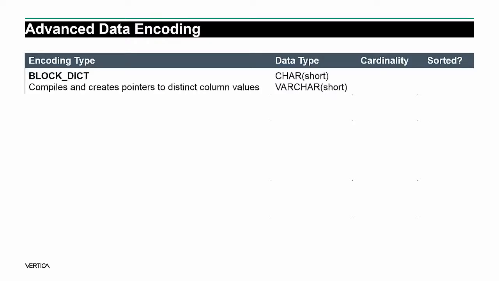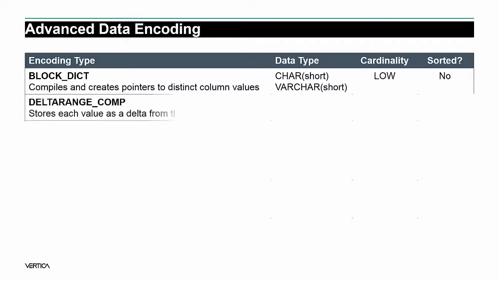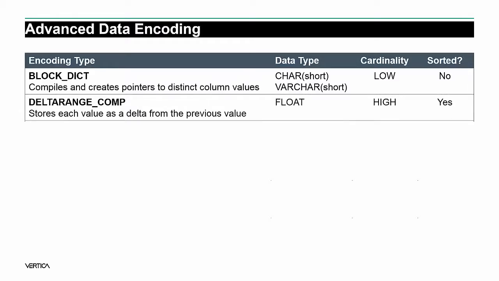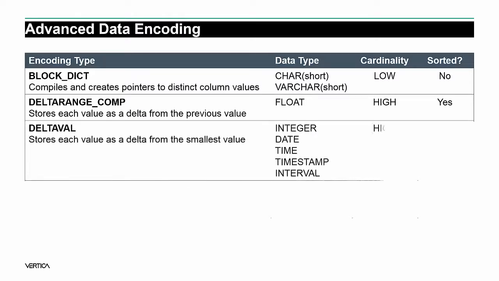Block dict encoding creates pointers to distinct column values and is used for character data with low cardinality. The data does not have to be sorted. Delta range comp encoding stores the difference between each value in the sorted column. It operates on high cardinality floats. Delta val encoding stores the difference between each value and the first value in the sorted column. It also operates on high cardinality data, but can be used with integer values and any number of date-time formats.